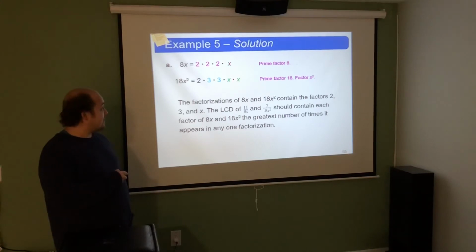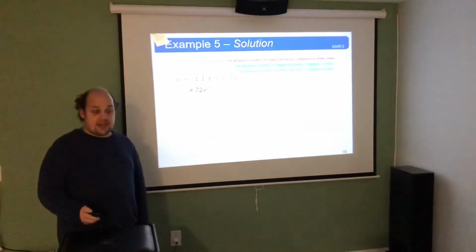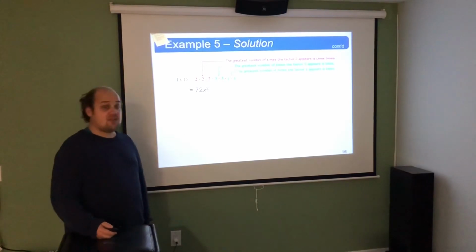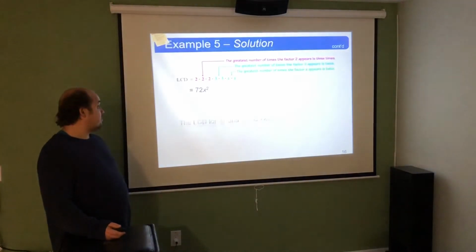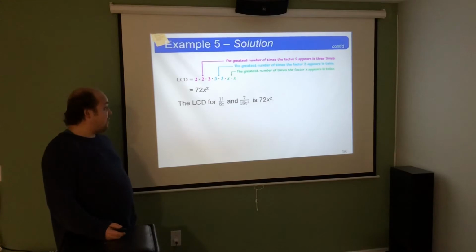X times x gives me x squared. 2 times 2 times 2 gives me 8. Times 3 is 24. Times 3 is 72. So that's really where they're getting that 72x squared. The LCD for 11 over 8x and 7 over 18x squared is 72x squared.